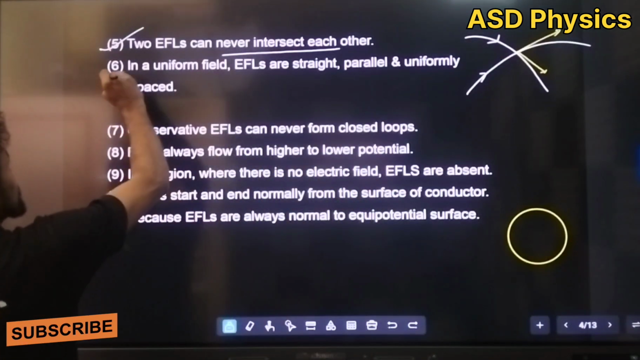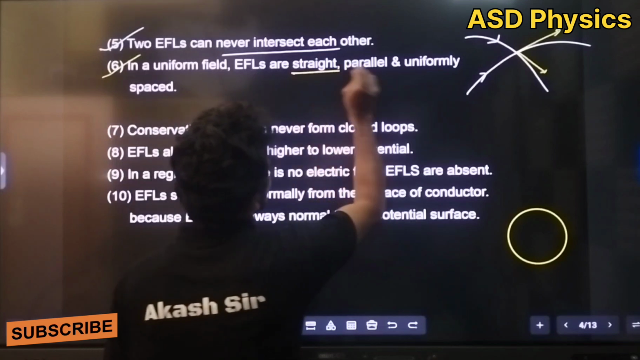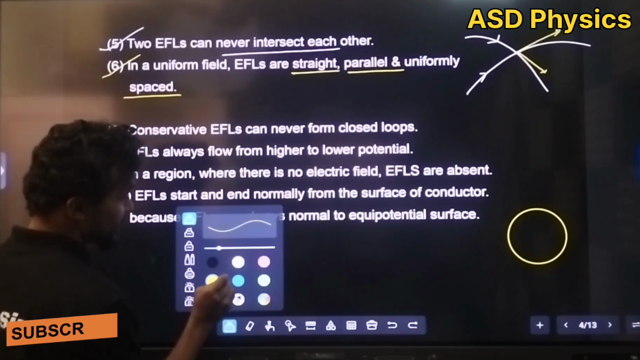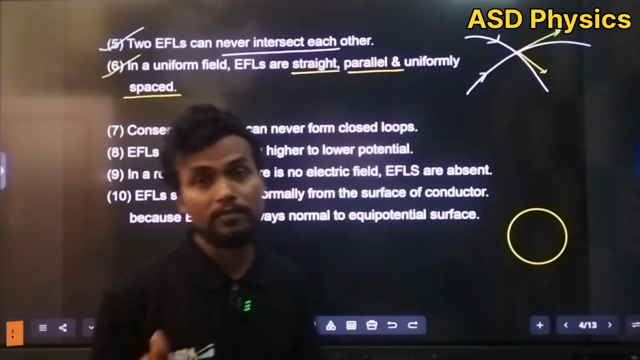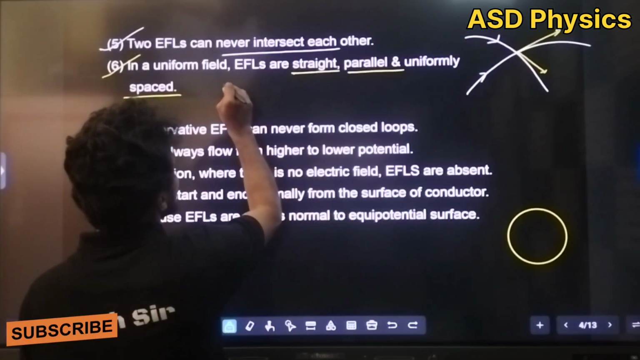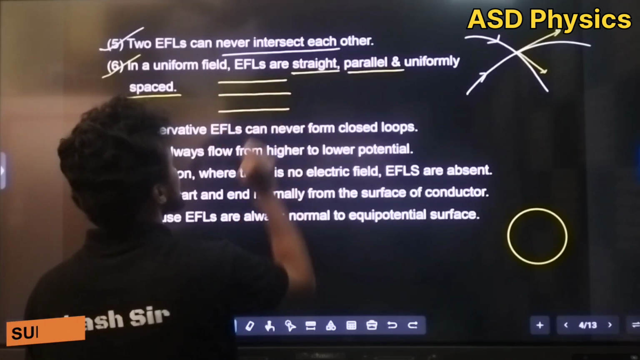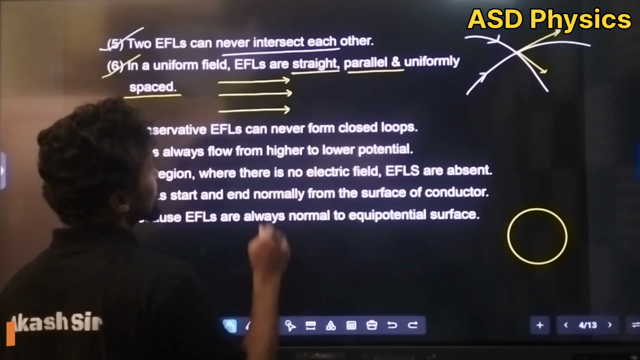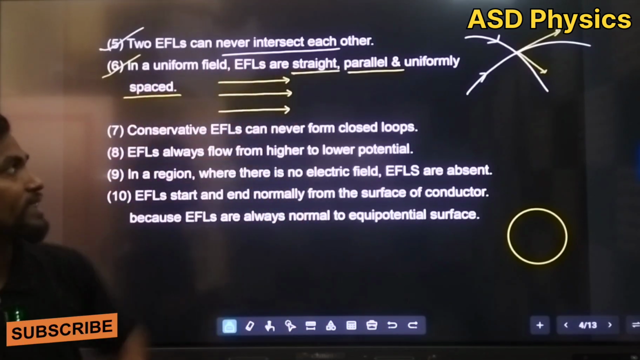Okay, students, next one. In a uniform field, electric field lines are straight, parallel and uniformly spaced. You have to understand this very well, because in a number of places we have to draw uniform electric field lines. So how to draw the uniform field? Here I have drawn three lines, and these three lines will be equally spaced. This indicates a uniform electric field: straight lines in one direction.